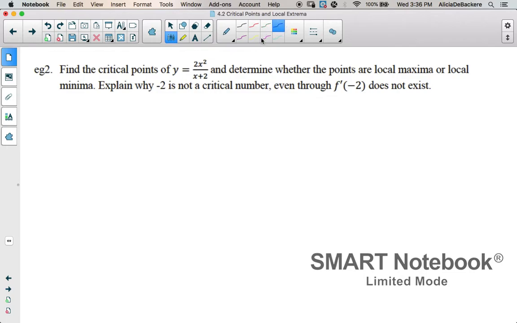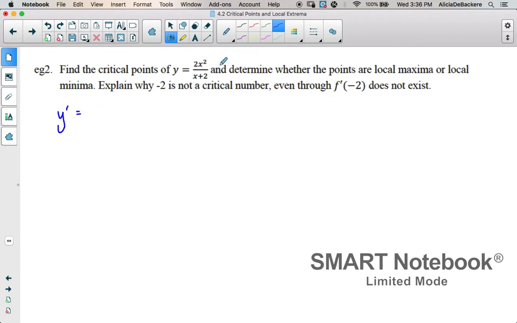All right, example 2 says find the critical points. We've got this rational function here and determine whether the points are maximums or minimums. That's what we mean here by local maxima and local minima. Explain why -2 is not a critical number, even though the derivative at -2 does not exist. So it's kind of like a second part to this question. So I'm going to start with the first part, finding the critical points.